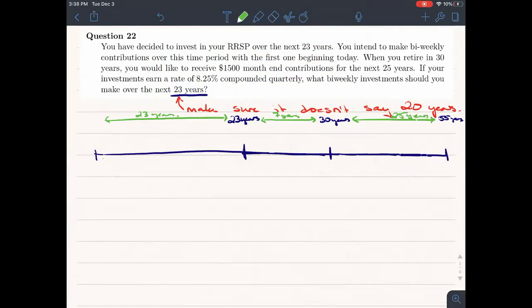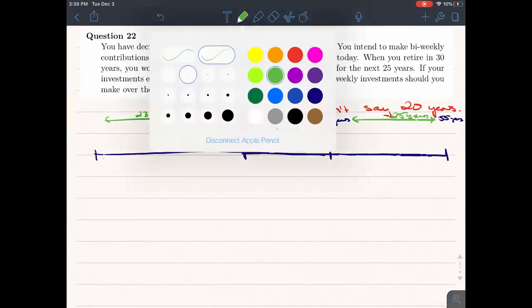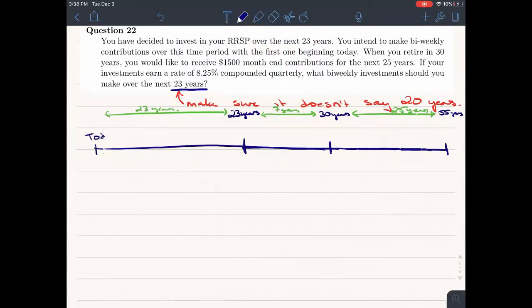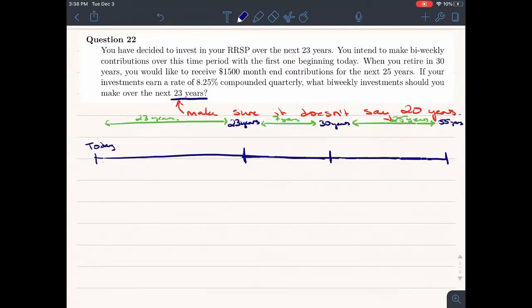Getting messy. So if we start today, and we're making bi-weekly contributions for 23 years, then we need to know how many bi-weeklies we have in 23 years. So we've got 23 times 26 is 598 bi-weekly payments. So we end at 598, and I'll just call them BW.